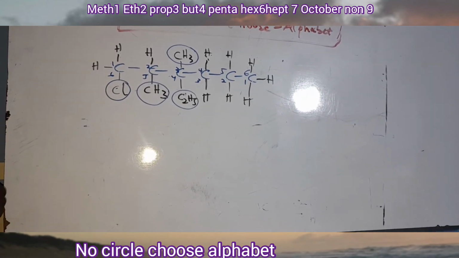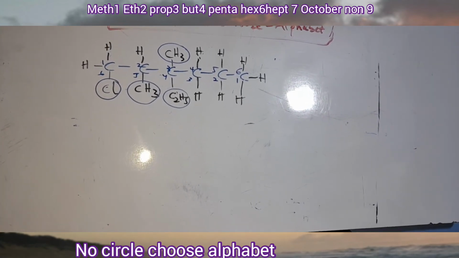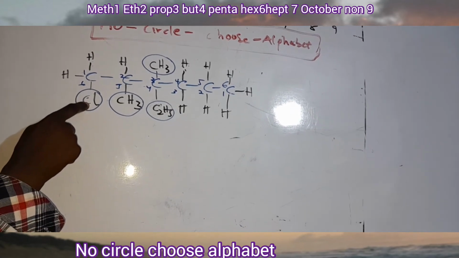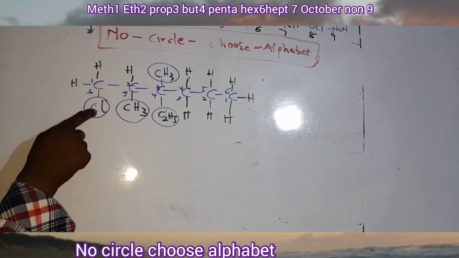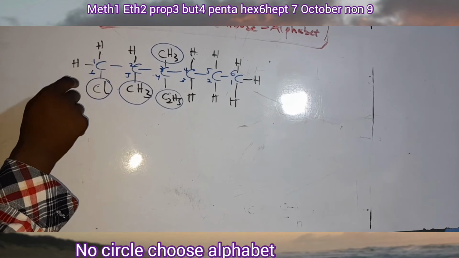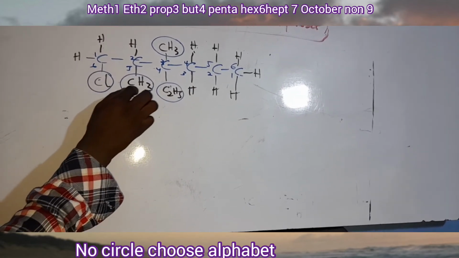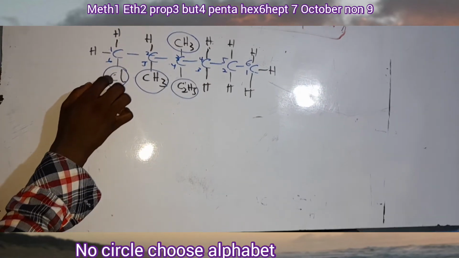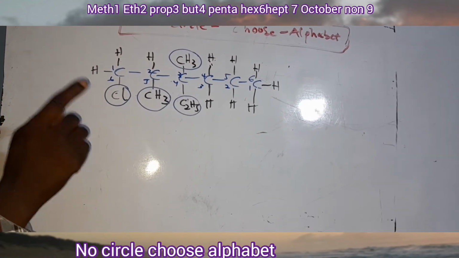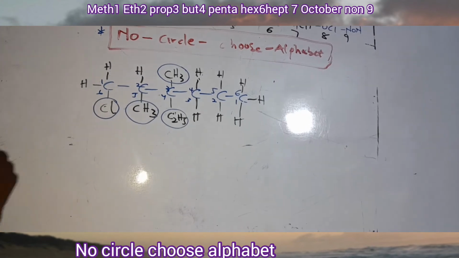Now we have to decide which of the numbers to use. This is chlorine, and chlorine is inorganic because there is no H. Inorganic is the boss over organic. This chlorine is inorganic, and the rest are organic. So inorganic will choose for you. When you have organic and inorganic, inorganic will choose for you.